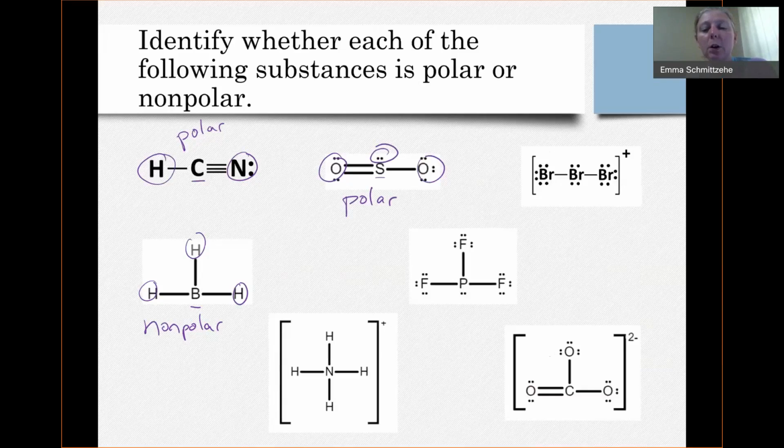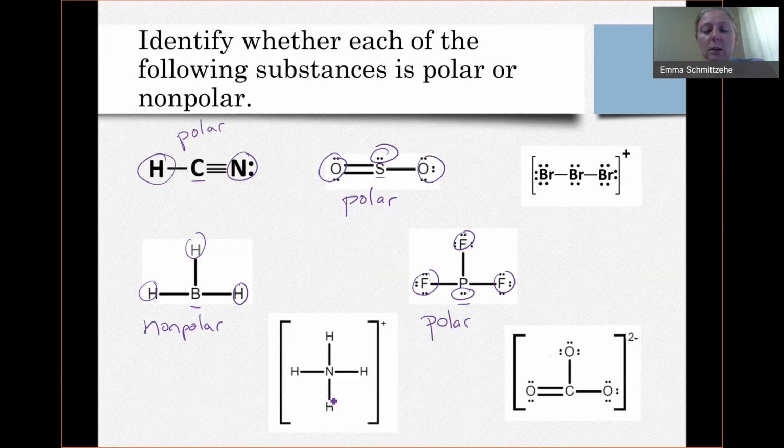Okay, next one, let's do this PF3. We've got the PF3 on this phosphorus. We've got a fluorine, a fluorine, a fluorine, and then a lone pair. So again, we have a lone pair on that central atom. It's got to be polar. If you were dealing with exceptions and larger shapes, that's not always true, but for octet structures, it is.